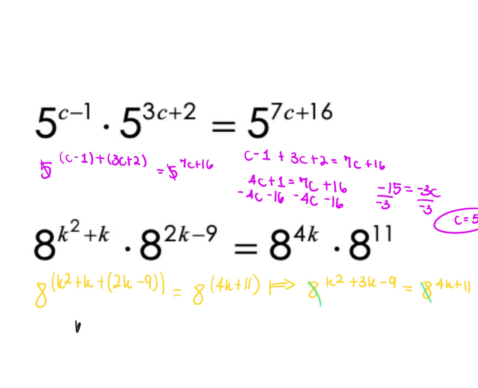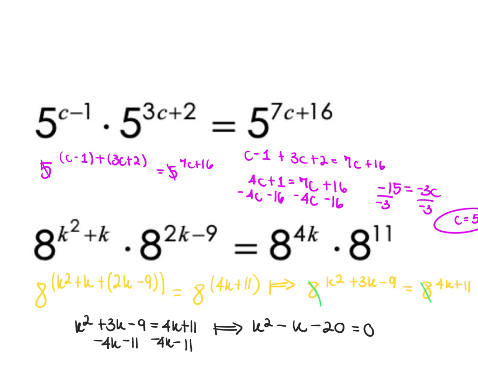We have k squared plus 3k minus 9 equals 4k plus 11. Now we can minus 4k and 11 from both sides. We get k squared minus k minus 20 equals 0. We need to think of two numbers now that add to negative 1 and multiply to negative 20, so it's going to be k minus 5 and then k plus 4. So our two answers are k equals 5 or k equals negative 4.